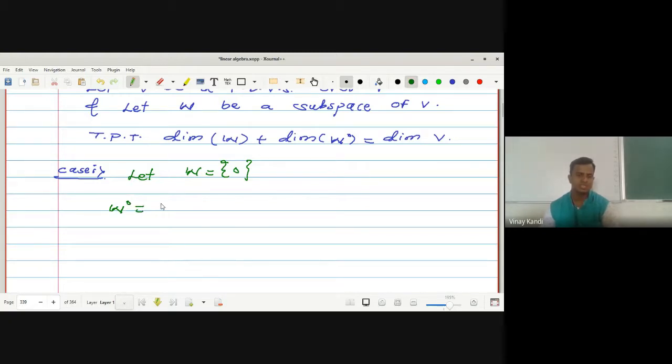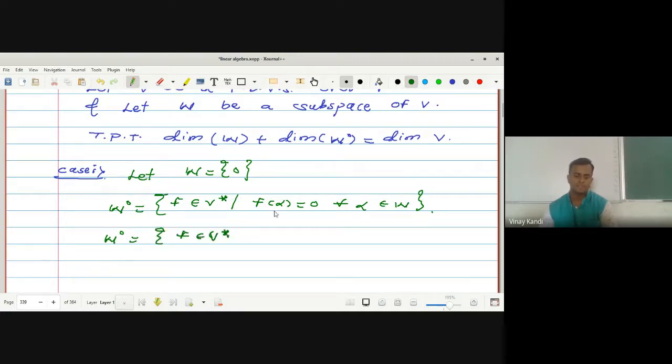Yes, annihilator of W is equal to the collection of those elements f belonging to V star such that f of alpha is equal to 0 for all alpha belonging to W, by the definition of annihilator of W.